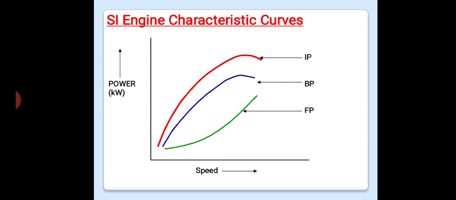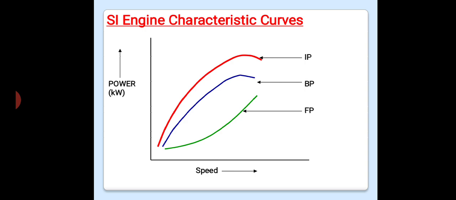The performance characteristic curves for variable speed of an SI engine you can see in this graph. Power is on the y-axis in terms of kilowatt and speed on the x-axis. At full load, the throttle is kept wide open and the speed is varied by adjusting the brake load. The indicated power, brake power and fuel consumption are measured as discussed earlier.